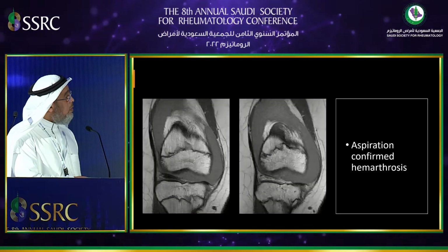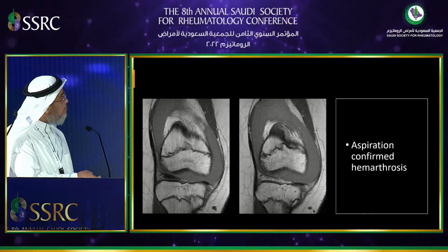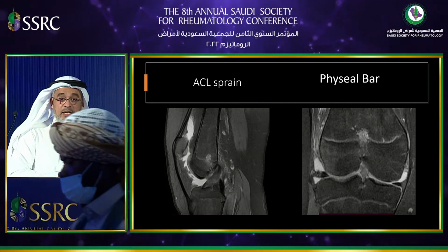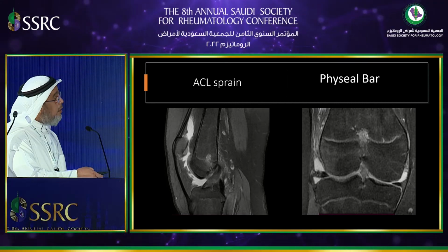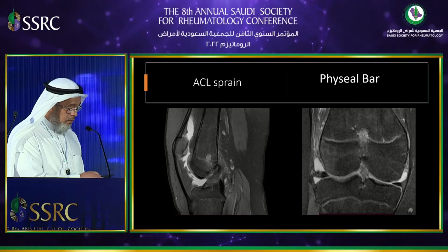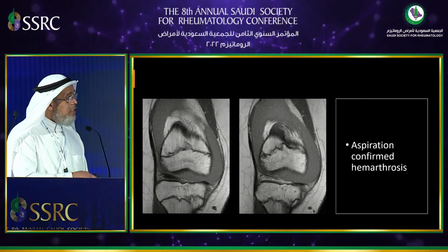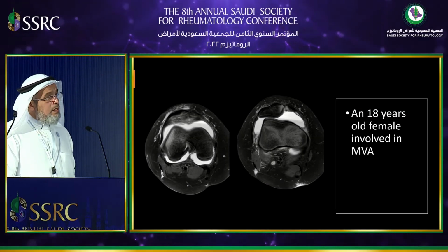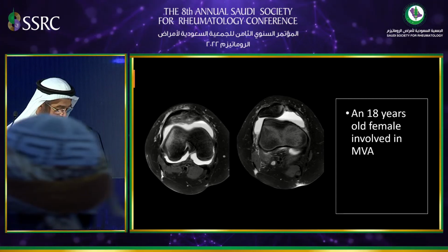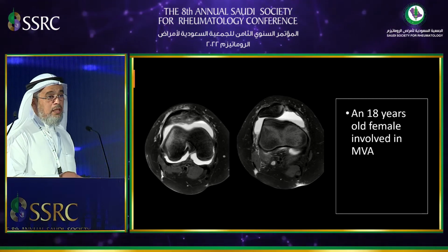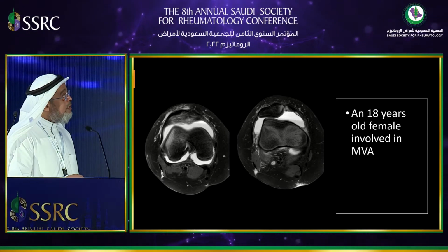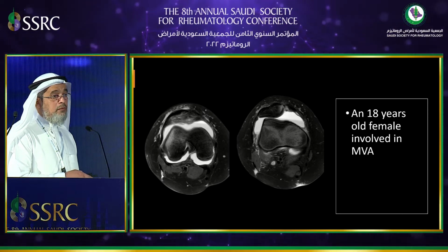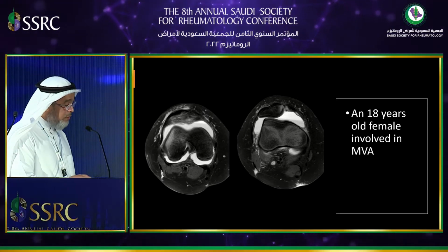We can see that this ACL is sprained because of this laxity and the chronic manifestation of the synovitis. Aspiration proved that this is a hematoma or hemarthrosis. In the same sequence of a trauma, this is a very diagnostic layering of the hemarthrosis. You can see the precipitate of the cellular part of blood, and this is the plasma or fluid, which is lighter.